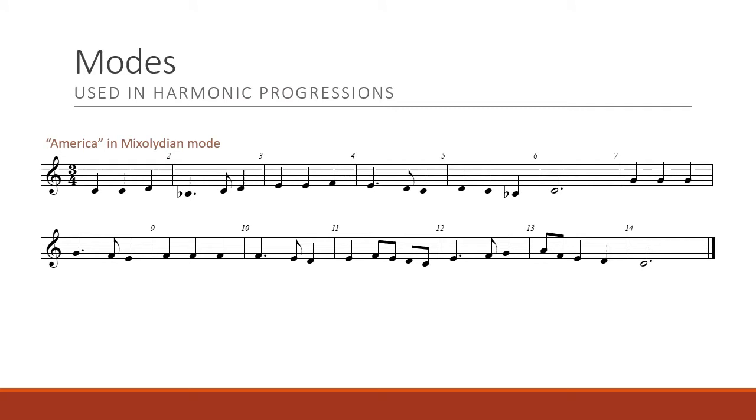In video number 1, we put the song America into different modes and heard how that changed the melody. In Mixolydian, shown here, Ti becomes Te, or B becomes B flat. Now this only happens twice in the song, but we can build chords from this scale and use them to accompany the melody. In Mixolydian, the 5 chord is minor instead of major. So instead of So Ti Re, we have So Te Re.